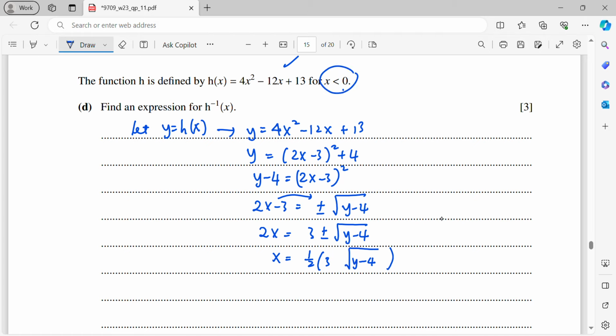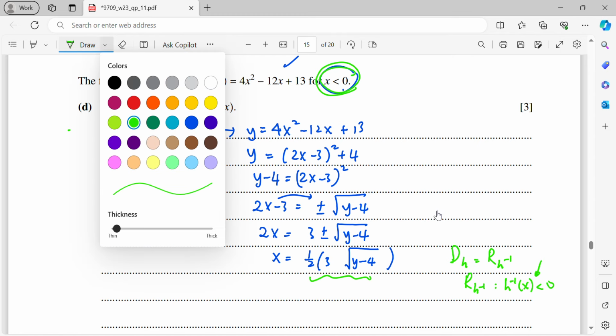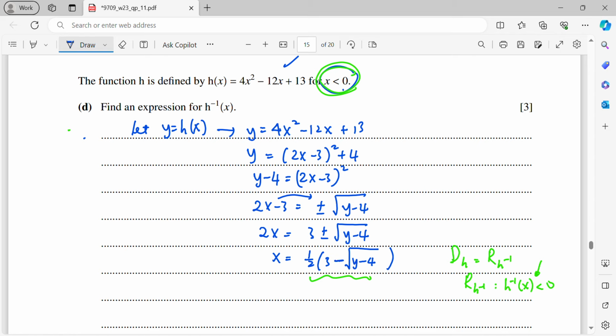domain here. Because we know that domain of h equals range of h inverse. That means now your range of h inverse is less than 0. So this whole expression will be the range of the h inverse. In order to get less than 0, I have to choose minus. Therefore your h inverse is half times 3 minus the square root of x - 4. So that is our h inverse function.